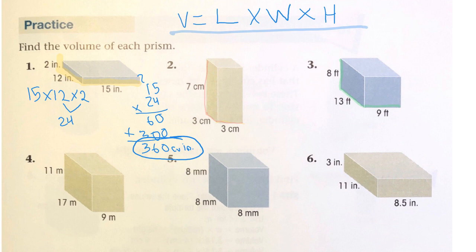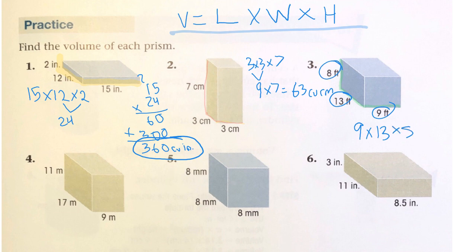So we can set up number 2 as well, and this is going to be 3 times 3 times 7. So 3 times 3 is 9. 9 times 7 is going to be 63 cubic centimeters. All right, and then number 3, I got carried away. I was supposed to let you do the math, but we got 9 times 13 times 8. So the answer to that will be the volume of that rectangular prism.